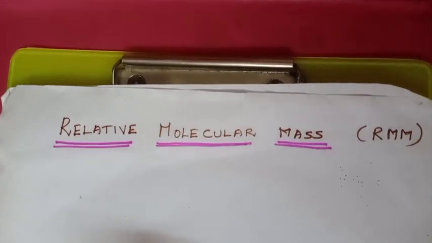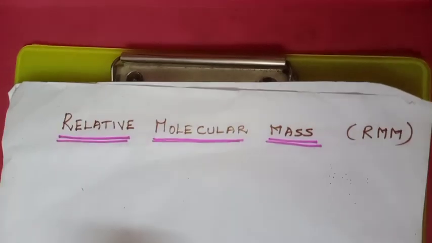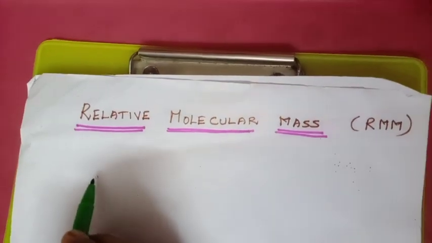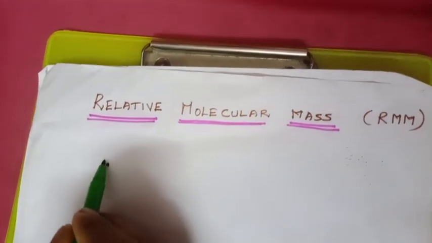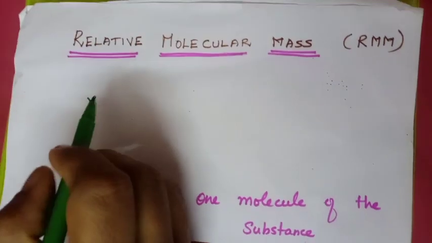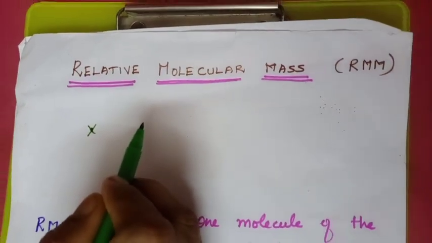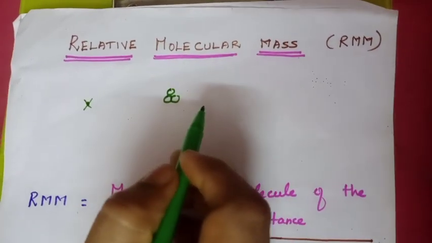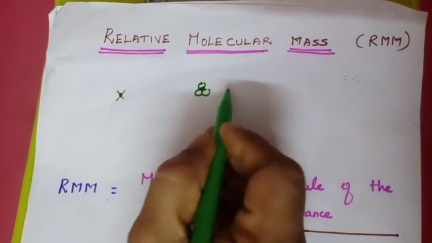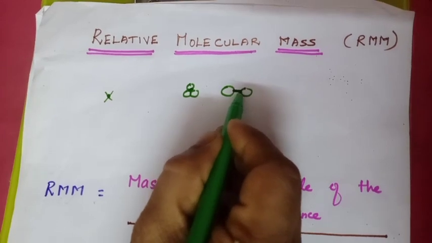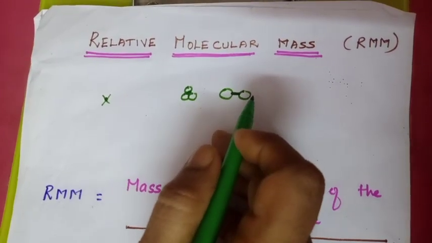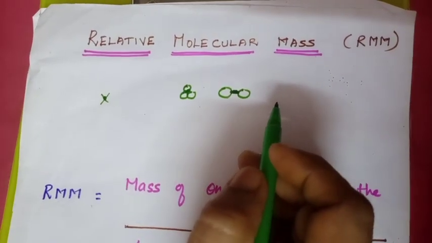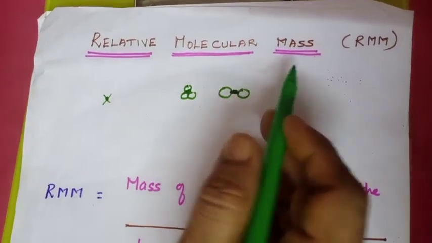In the last video, we saw about atoms and molecules. Let us recall about atoms and molecules. What is an atom? It is the smallest indivisible particle of an element which does not exist in free state. So a molecule is a combination of two or more atoms which are held together by strong chemical forces. So in this video we are going to see about the relative molecular mass, that is RMM.